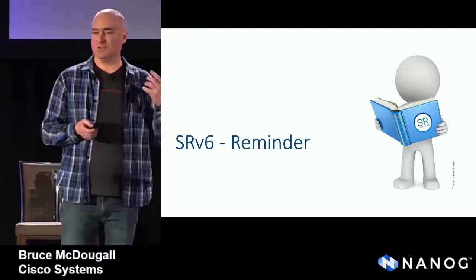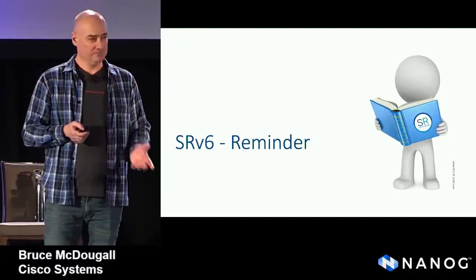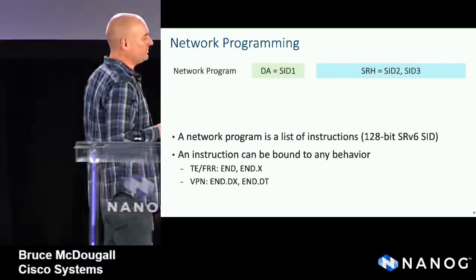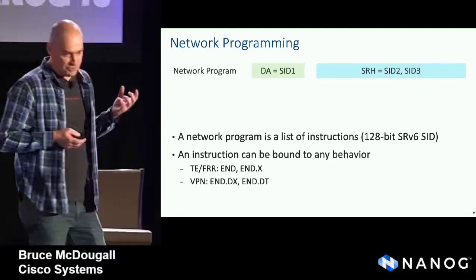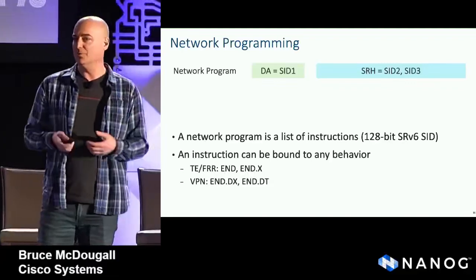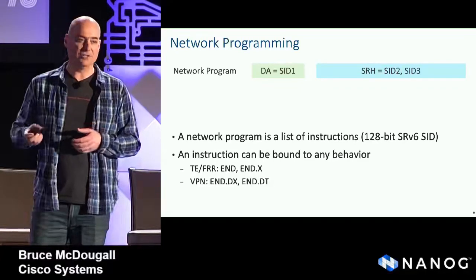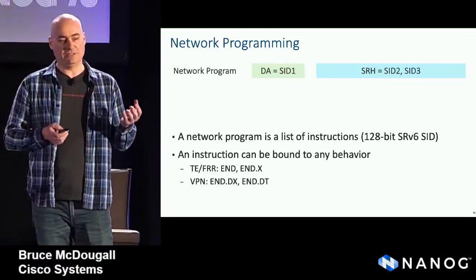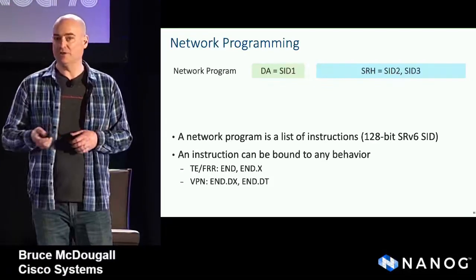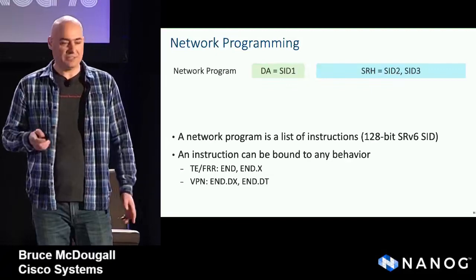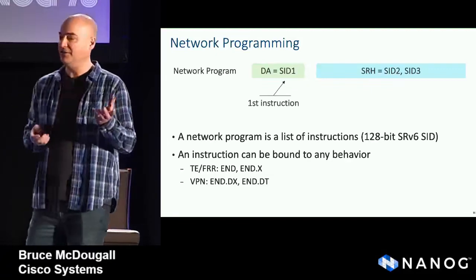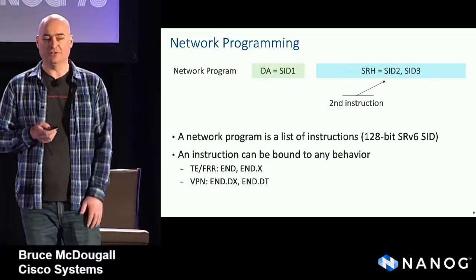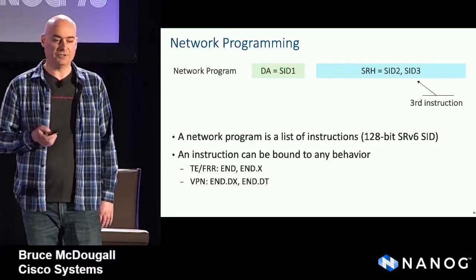SRv6 reminder, this is actually a quick review of SRv6 network programming. So SRv6 network programming essentially takes the idea of the 128-bit destination address or the 128-bit SIDs that are in the SRH that follow the outer header. Each of those 128-bit SIDs can represent a 128-bit program or instruction set. So those instruction sets can be found in the outer destination address, which is the first instruction. And then if needed, there could be additional instructions in the SRH: second instruction, third instruction, and so on.